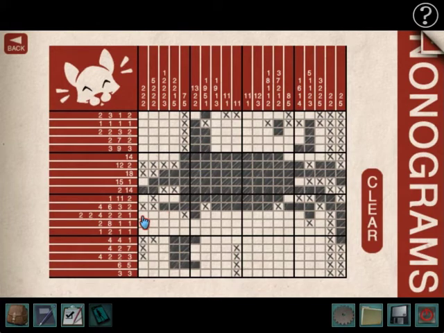So somehow 2 has to fit in here in 4 spaces, which means that I can just use the rest of the map to fill the rest of the row. There we go. Perfect. Okay.